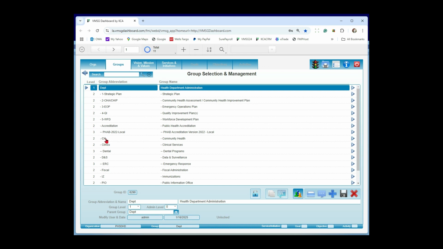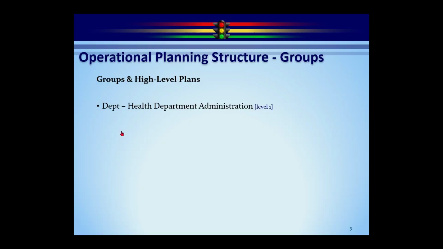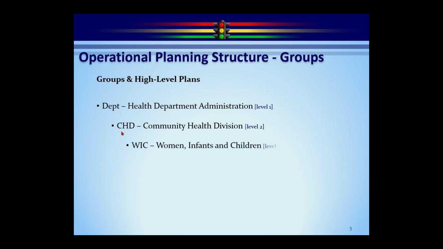You can go to 10 levels deep in the groups, and nobody's ever got past 5 or 6 to the best of my knowledge here. But let's look at some other examples. So the department is typically your level 1 group. Underneath that, let's say we have a community health division. That's a division at level 2 reporting to the department at level 1. And then we have WIC, for instance, reporting to community health, which reports to the department.